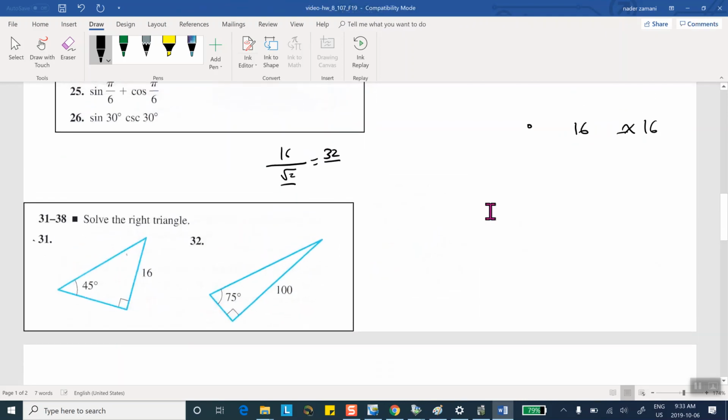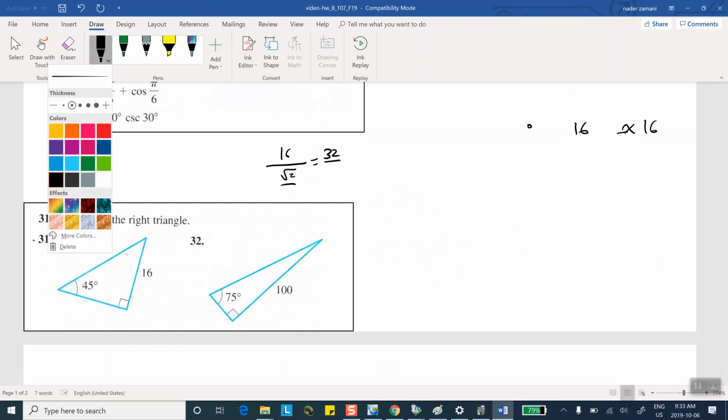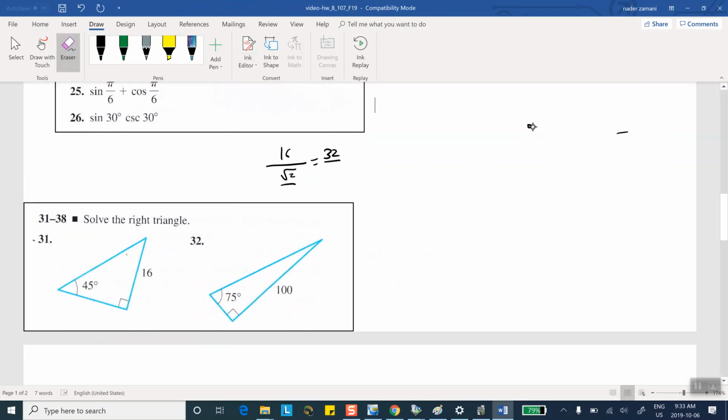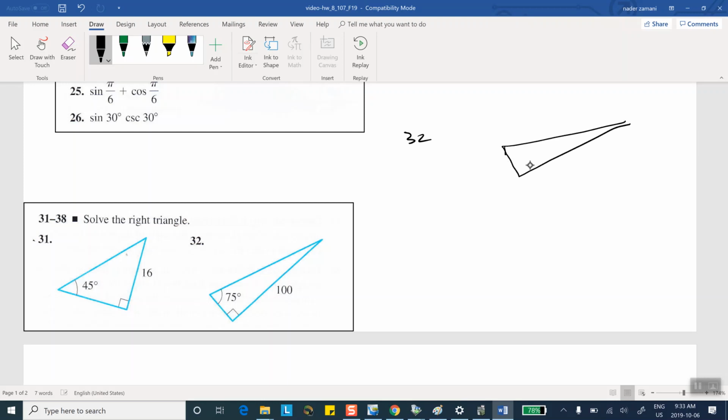Okay, 32. Some of the stuff that I don't want, I'm going to erase. Right there. Okay. So let me redraw that thing for you. I'll try to do it in exactly the same orientation. It doesn't have to be. It has nothing to do with that.